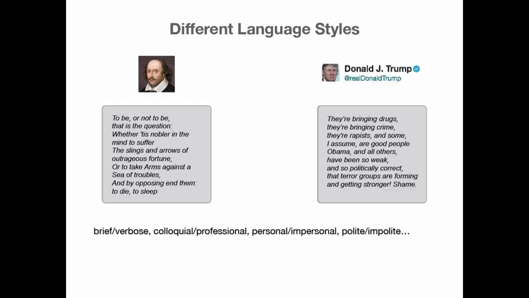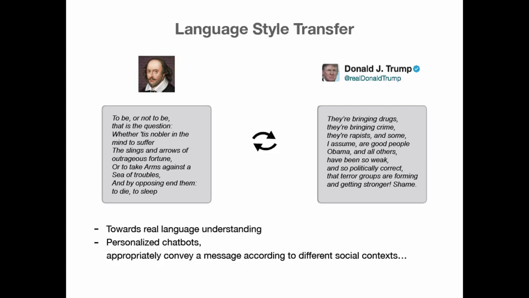Language is rich and powerful. We can express the same meaning in many different ways. It can be brief or verbose, colloquial or professional, polite or impolite, and people have their different personal styles. Can we train machines to perform this task? Given a sentence, rewrite it into another style, say Shakespeare style or Trump style.